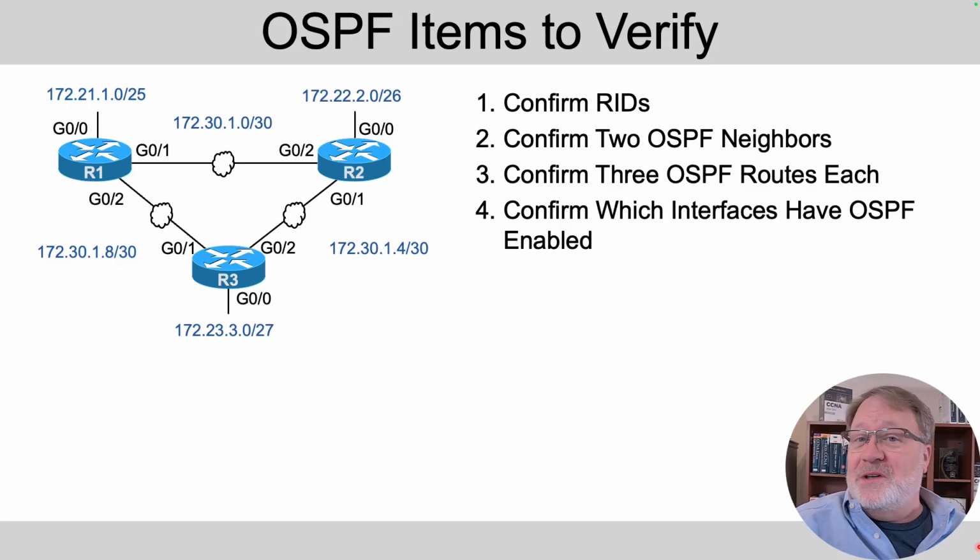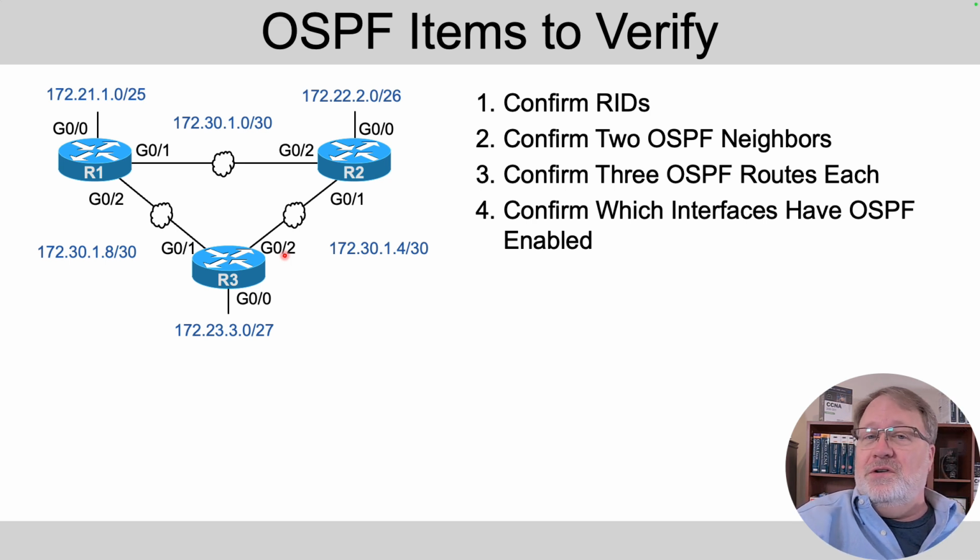Besides configuring OSPF, it's probably useful to go verify a few things, right? So here's a reminder of the topology, and here's some suggested tasks. Confirm on all three routers that the router IDs you intended are the ones that OSPF is really using right now. Each router should have two OSPF neighbors. R1 should be neighbors with R2 and R3, R2 with R1 and R3, and so on.